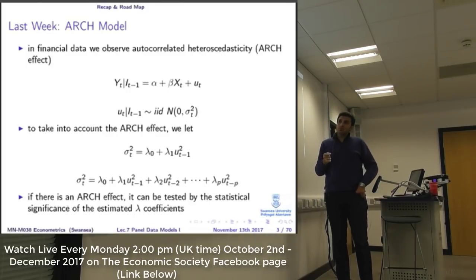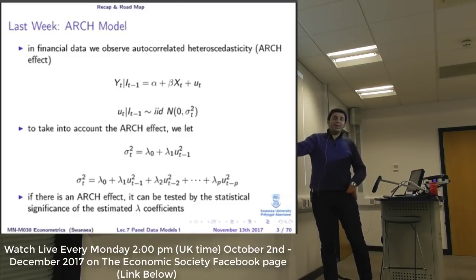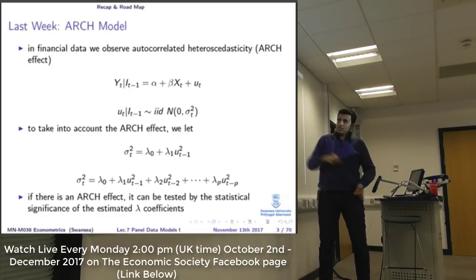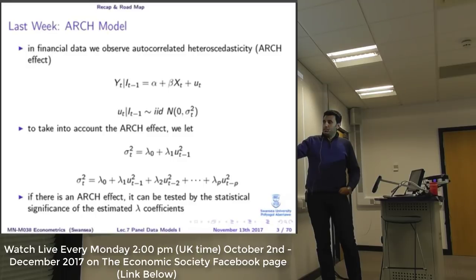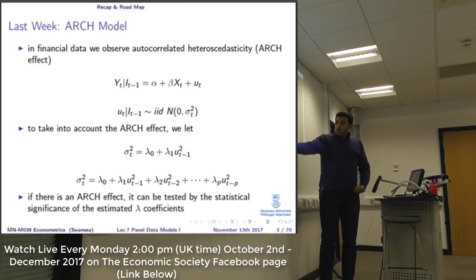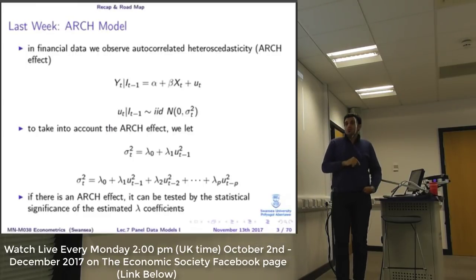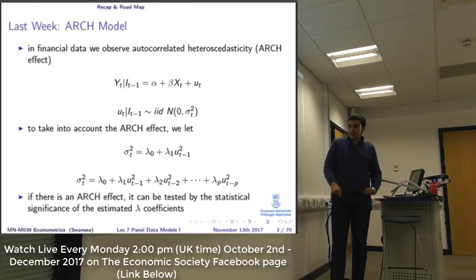So in this sort of setup, we take into account the ARCH effect by letting the variance change over time, because it's autocorrelated over time. So sigma t squared will depend on a constant lambda 0 plus lambda 1 times u_{t-1} squared. This is ARCH(1), when you consider only one lag, but you could extend the model up to p lags. So we have the first lag, the second lag, up to the p-th lag.